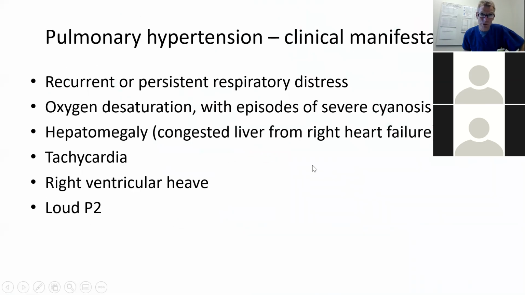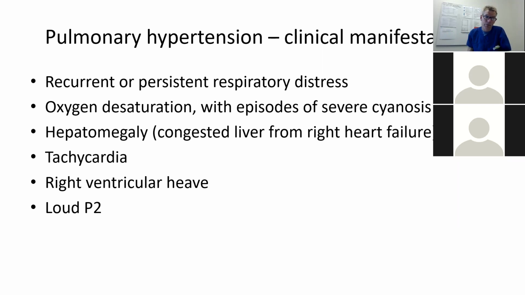Okay, right. Now, the last thing I wanted to talk about today, we've talked about tetralogy of Fallot and TGAs, transposition of the Great Arteries, was pulmonary hypertension. I wanted to talk about pulmonary hypertension because it's in the differential diagnosis of children who have recurrent cyanosis, right? And so it's in the differential diagnosis of children who have, for example, a tetralogy of Fallot. Not that they get pulmonary hypertension, but they sometimes present in a similar way with recurrent cyanosis.